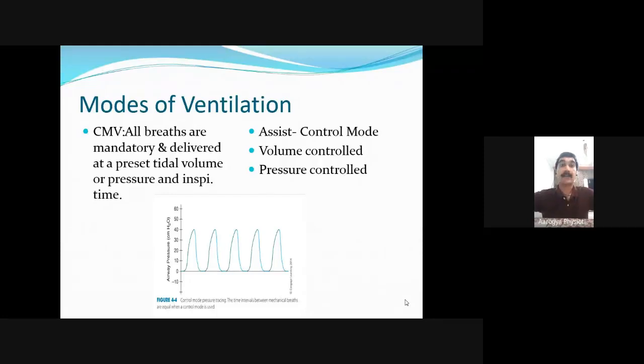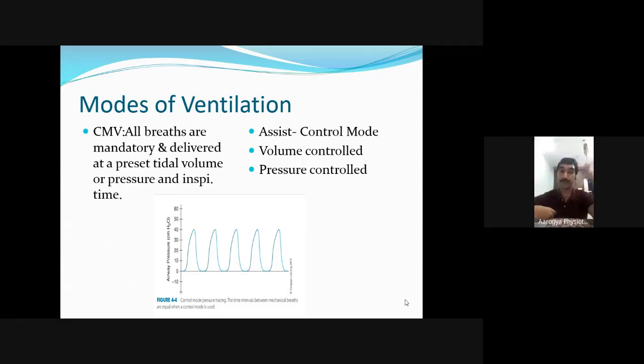Yeah. So in the modes, if we see breaths, the breath could be a mandatory breath, spontaneous breath, or intermittent mandatory breath. Mandatory breaths are the breaths which are being given by the ventilator. A spontaneous breath is the one which the patient takes, and intermittent mandatory is the one where the ventilator will work mandatorily, but the patient will give spontaneous breaths in between. That is why it is intermittent mandatory.